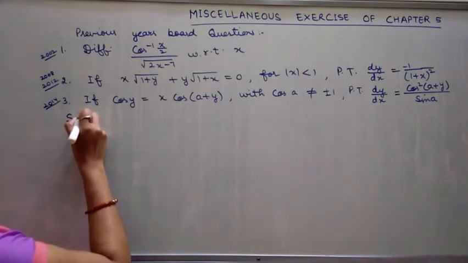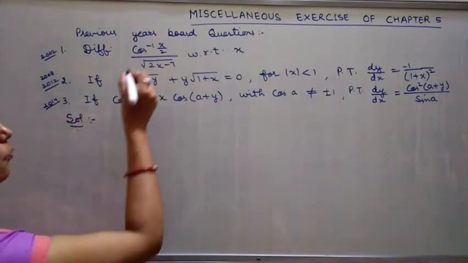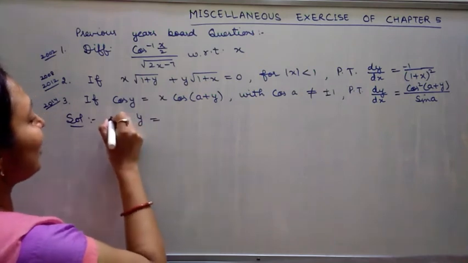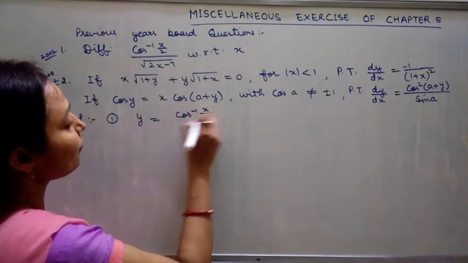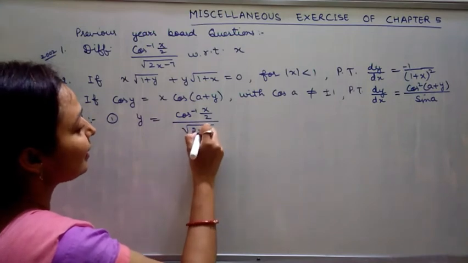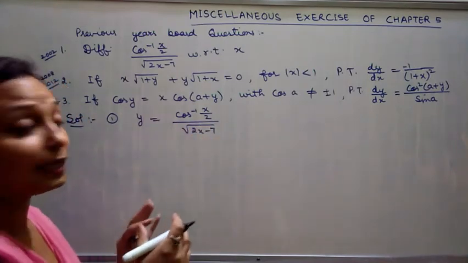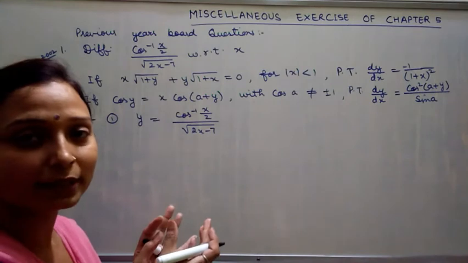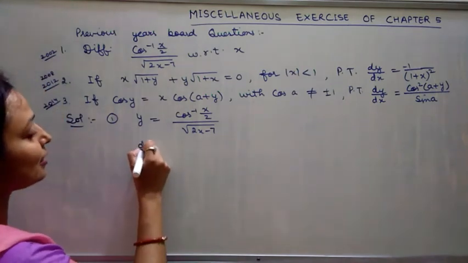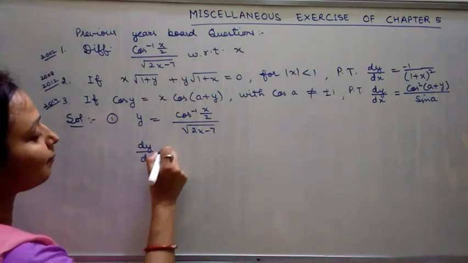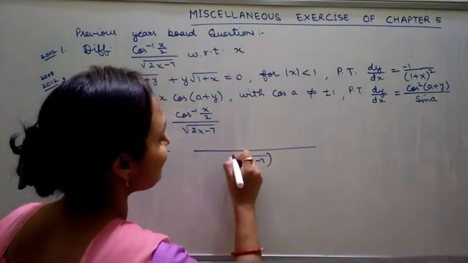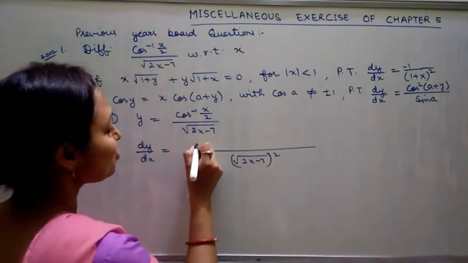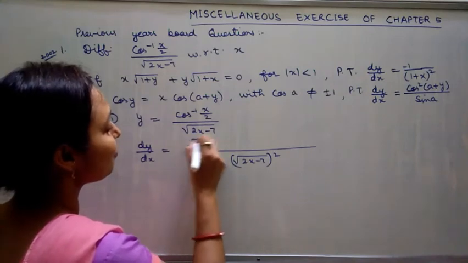How to solve this question? This is a very simple question. You only have to apply cos inverse u upon v. So how can you apply it? This is very simple. Only the question seems to be complicated, but it is not a complicated question. It is dy upon dx. You can apply u upon v: 2x minus 7 whole square, and it is 2x minus 7 under root.